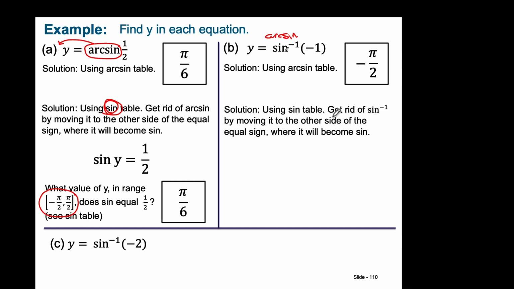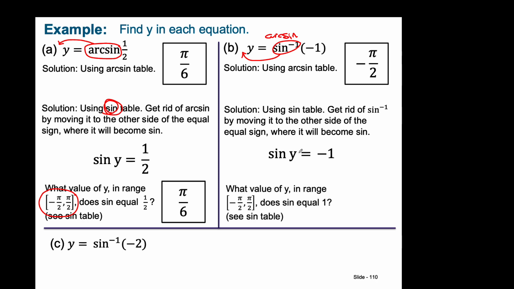Using the sine table, we would do the same thing we did over here. We would want to get rid of the inverse sine by using its inverse function, which is sine. That looks like moving it to the other side of the equal sign, where it will become sine. So we take this right here, we move it to the other side of the equal sign using its inverse operation, and now we have sine of y equals -1. So we can use our sine table and make sure you're only looking for values between -pi/2 and pi/2, where sine will be equal to -1, and we will find that that is at -pi/2. So two different uses of resources to get to our answer here.